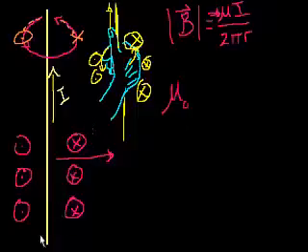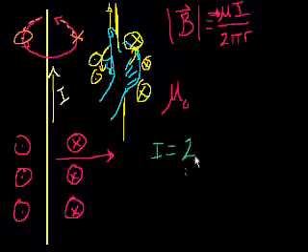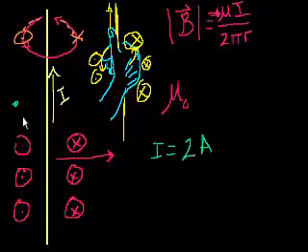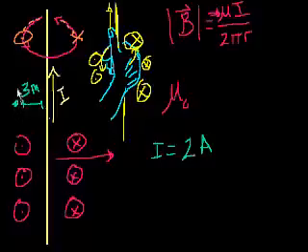So let's do a problem just to put some numbers to the formula. Let's say the current is, I'm going to make up a number, 2 amperes. And let's say I pick a point right here that is 3 meters away from the wire in question. So my question to you is, what is the magnitude and the direction of the magnetic field right there?